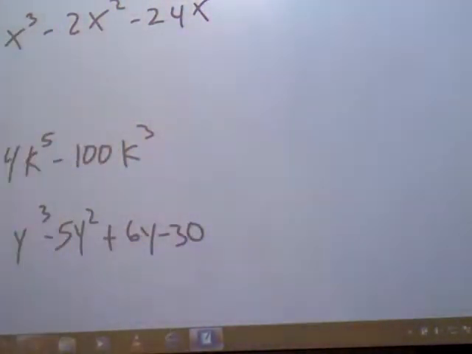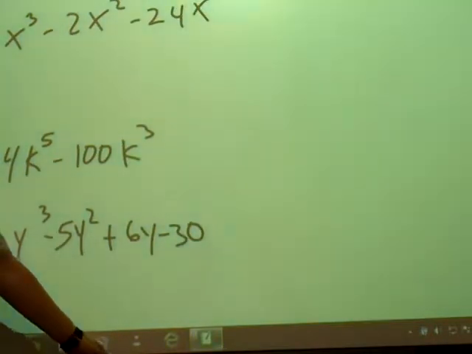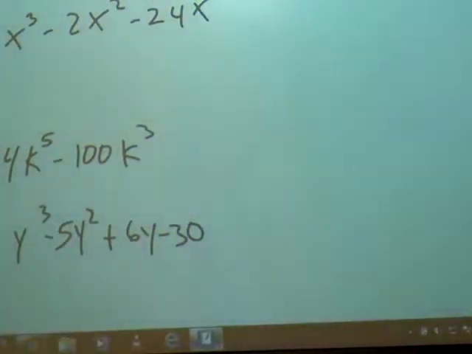Alright, I got 3 I want you to try on your own. Number 1 says x cubed minus 2x squared minus 24x. Number 2 says 4k to the 5th minus 100k squared. Number 3 says y cubed minus 5y squared plus 6y minus 30.